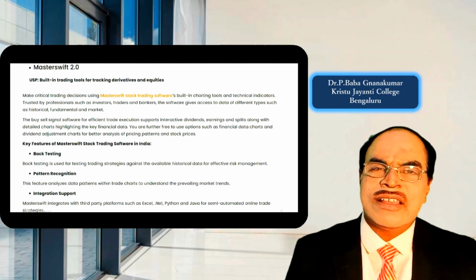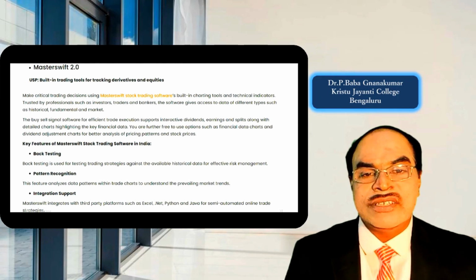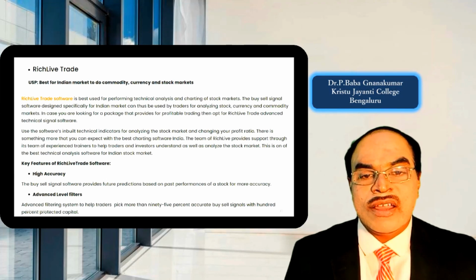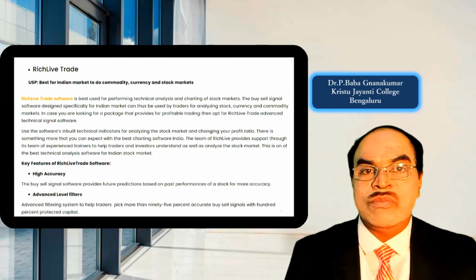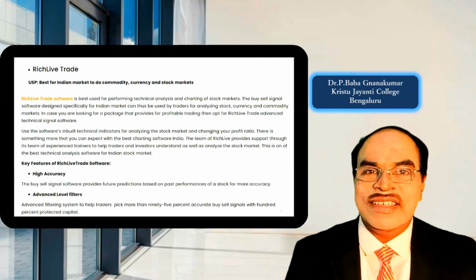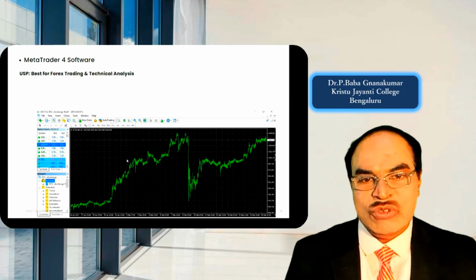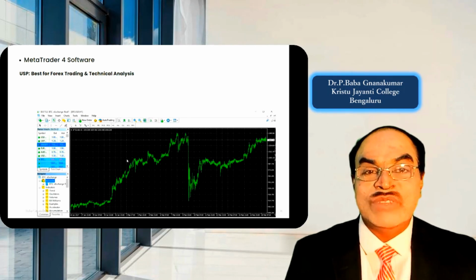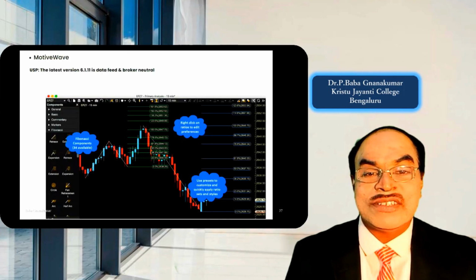There is other software which is mostly relevant to capital market investment decisions. You can see here built-in trading software, Master Suite, and Rich Live Trade. These are all software useful for the purpose of estimating capital market returns, especially in case of security returns. MetaTrader will give you the price momentum and the volatility of the share price. If you are investing in such an organization, what will be its volatility? It usually gives nice information about that one.